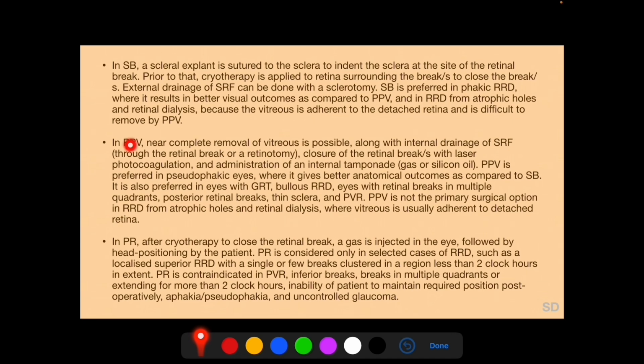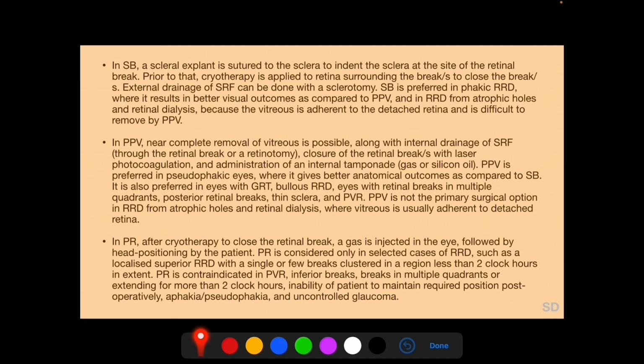In pars plana vitrectomy, near complete removal of vitreous is possible, along with internal drainage of subretinal fluid, closure of the retinal breaks with laser photocoagulation, and administration of an internal tamponade. PPV is preferred in pseudophakic eyes, where it gives better anatomical outcomes as compared to scleral buckling. PPV is also preferred in eyes with giant retinal tears, bullous RRD, eyes with retinal breaks in multiple quadrants, posterior retinal breaks, thin sclera, and proliferative vitreoretinopathy.